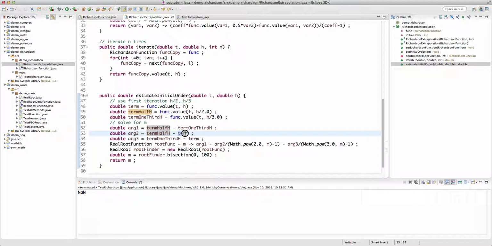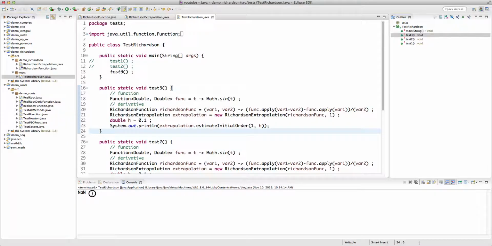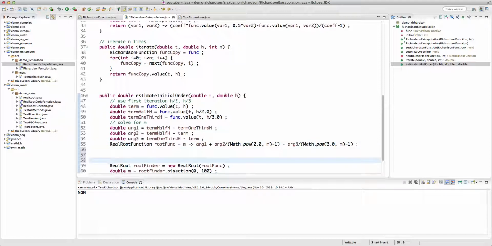Half term minus term, 1/3 minus term. So arg1 minus, oh, actually this should be plus. Let's try it again. It still returns none, so apparently it's not able to find it. Now what we can do here, let's try to plot this function. Let's try plotting to see how it behaves.